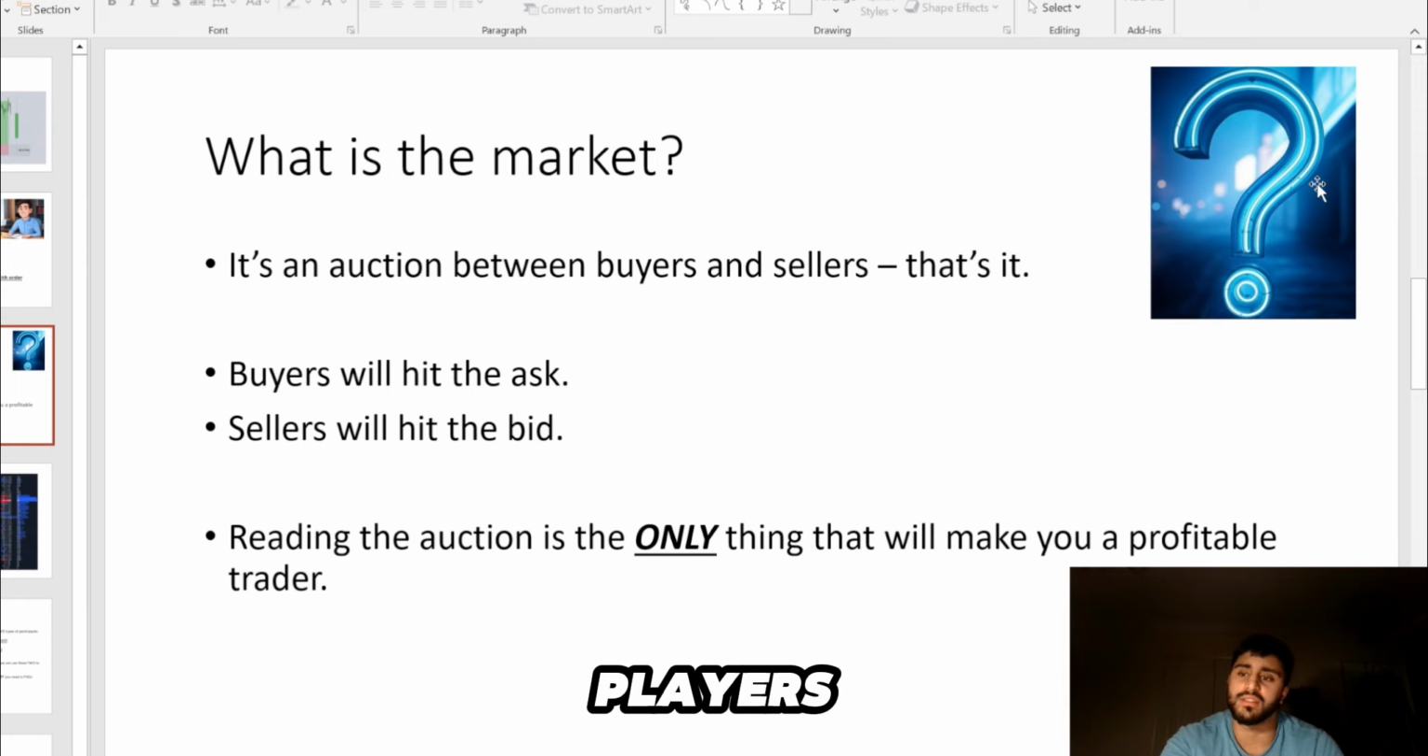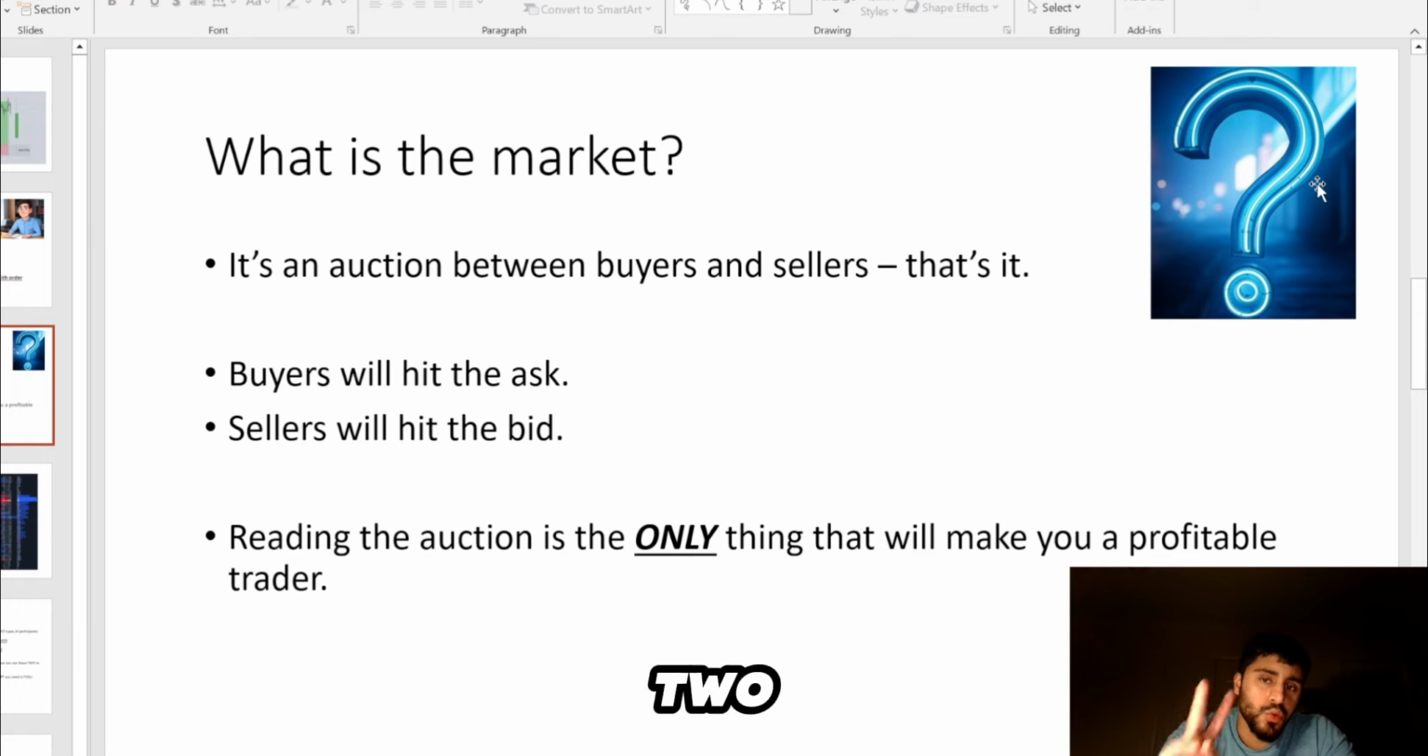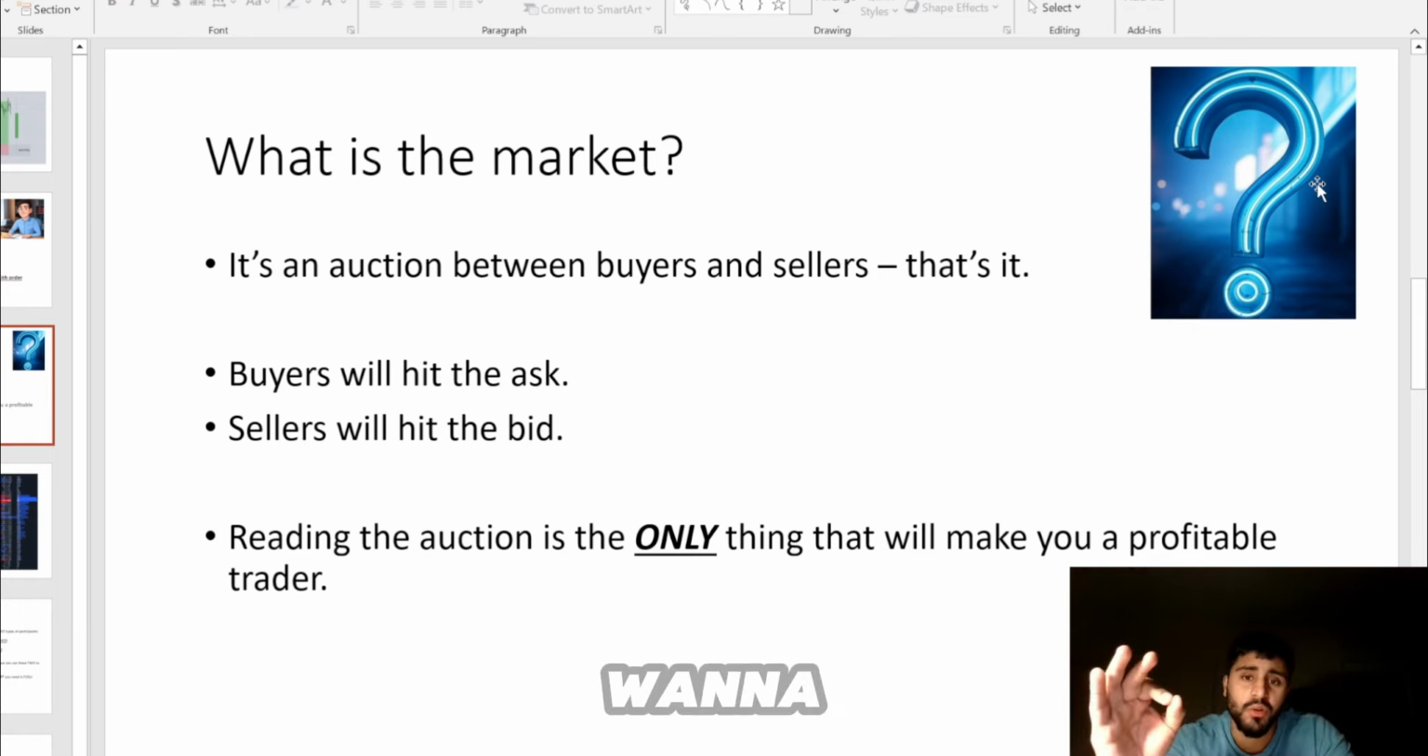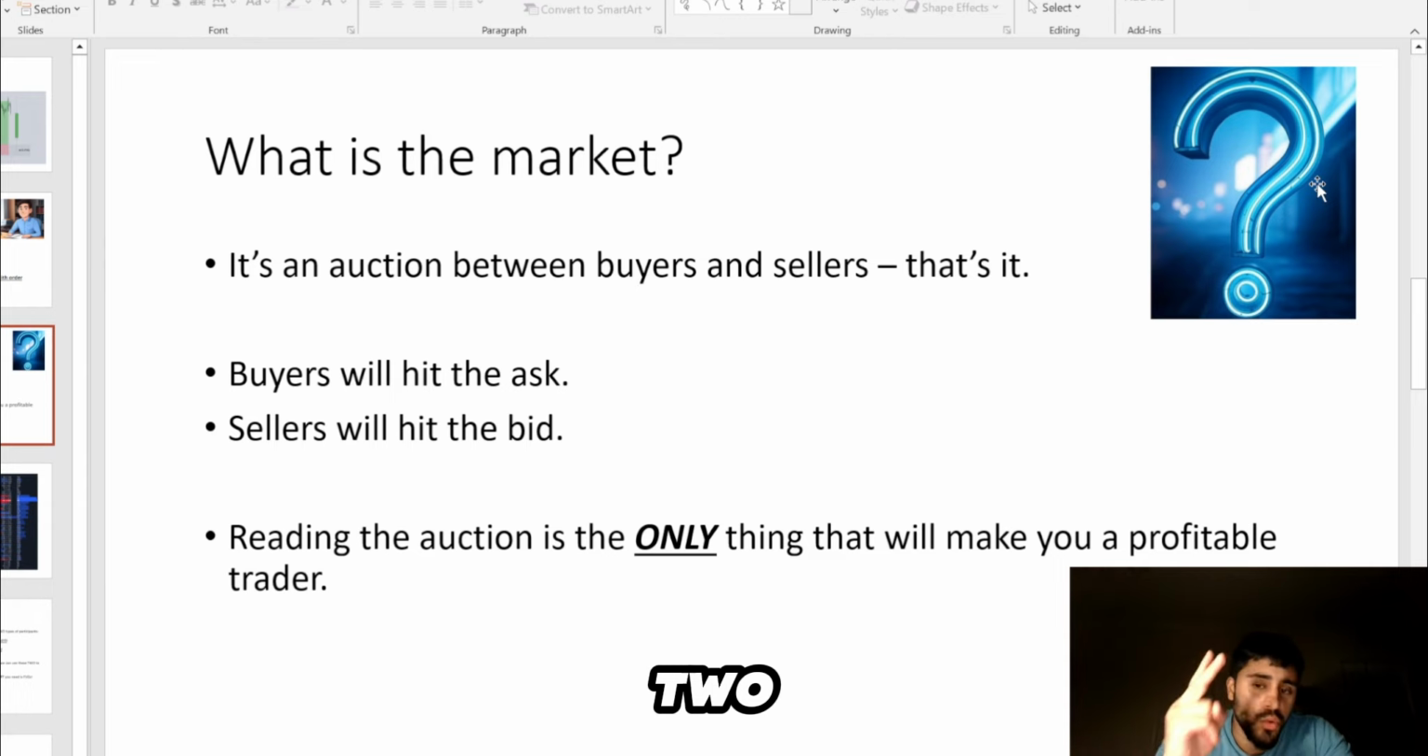Yes, we have big players in the big financial corporations and institutions, i.e. banks. But from our perspective, sitting at home on our laptops with our internet connection, we need to understand the market in terms of 2 participants, right? The banks, the institutions, the algorithms, whatever you want to call them, they all come down to 2 fundamental principles, right? Buyers and sellers.